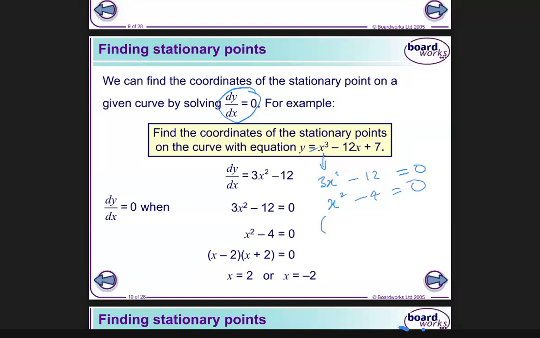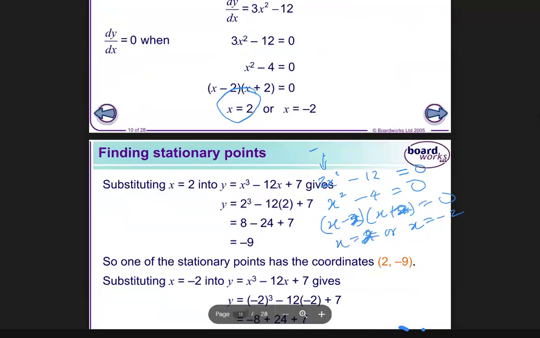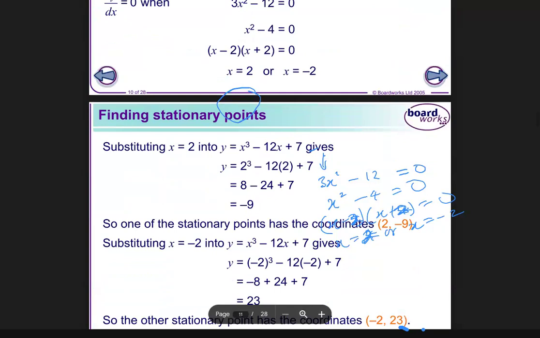So you now factorize it. x minus 2, x plus 2 equals 0. So x equals 2, or x equals what? -2. So you've already got the coordinates for x now. Now you go and find the coordinate for y. Since you know that x is 2 or -2, just go and put it there.